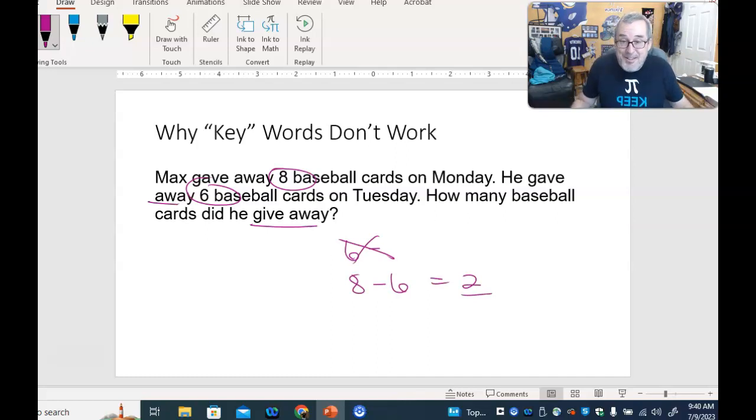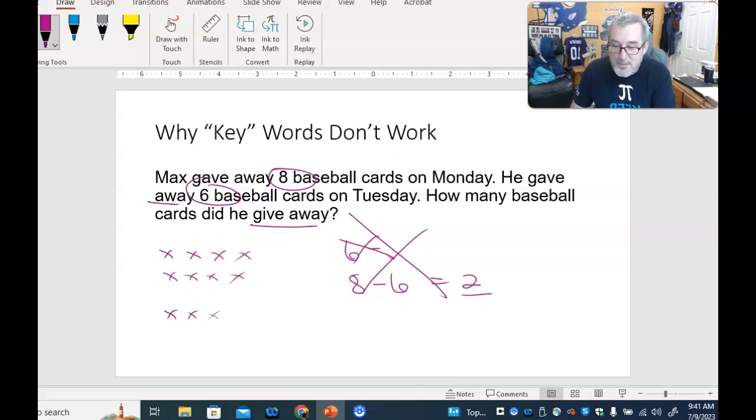That's the problem, is keywords don't always communicate the true context. And in this case, we have to think about what's happening here. So get rid of that. So Max gave away some baseball cards. I'm going to do this fast. He gave away 8. So 1, 2, 3, 4, 5, 6, 7, 8. He gave away 8 baseball cards on Monday. And then on Tuesday, he gave away 6 baseball cards.